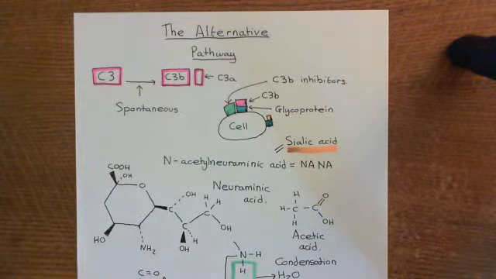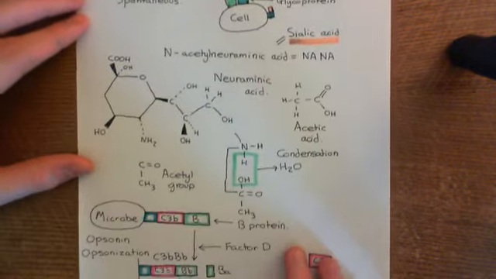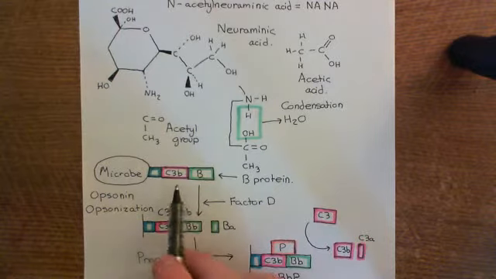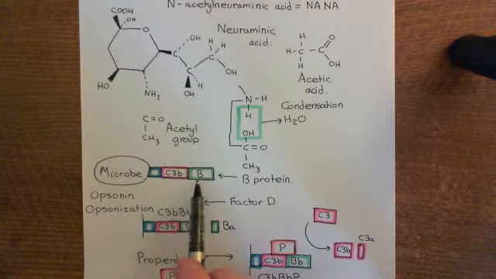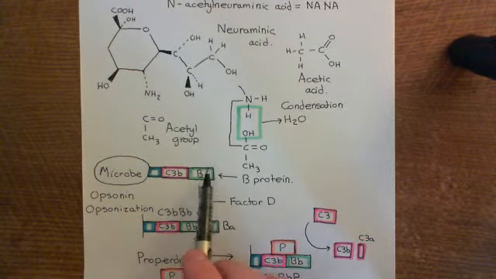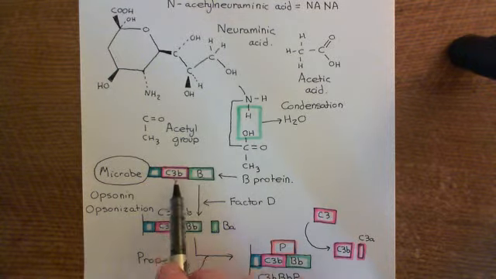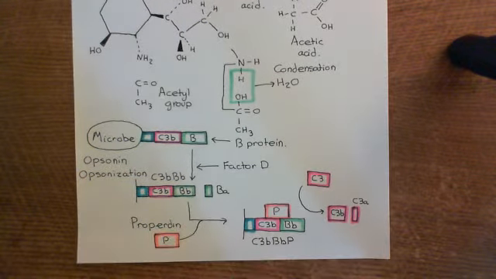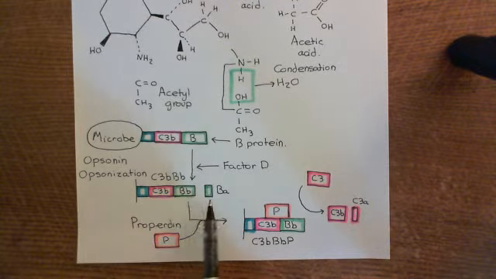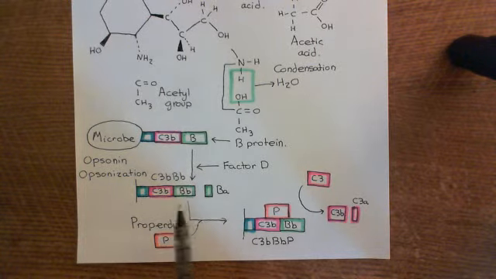Now, invading microbes don't have these protections, okay? So when C3b binds to glycoproteins on the surface of a microbe, then what will happen instead is it will now bind to another protein known as B protein, okay? And B protein will bind to C3b, and then another protein known as factor D will work on the B protein and break it down into Bb and Ba, okay? And Bb will remain bound to C3b, whilst Ba will go off, okay?